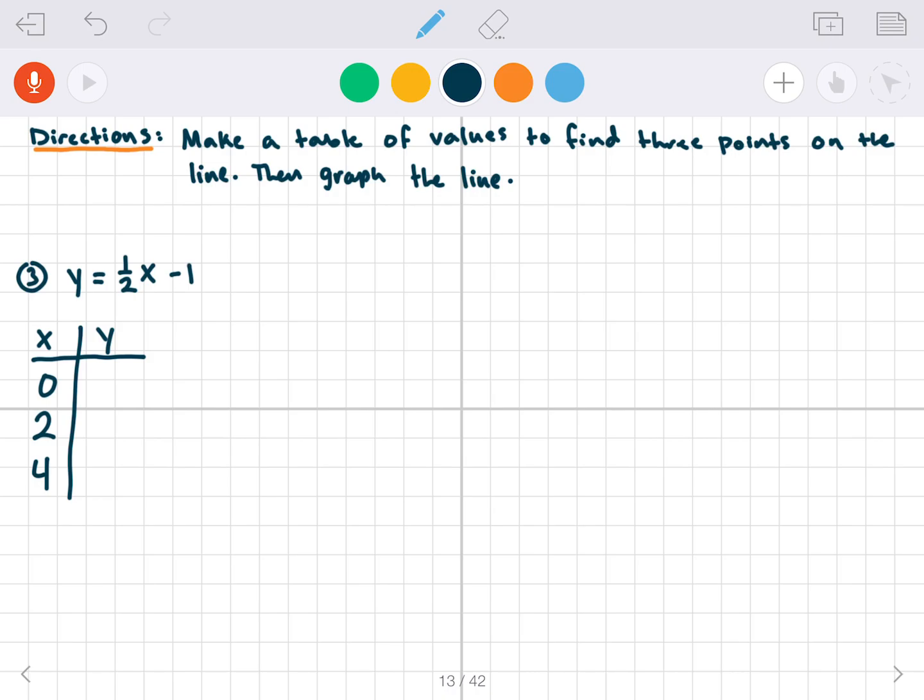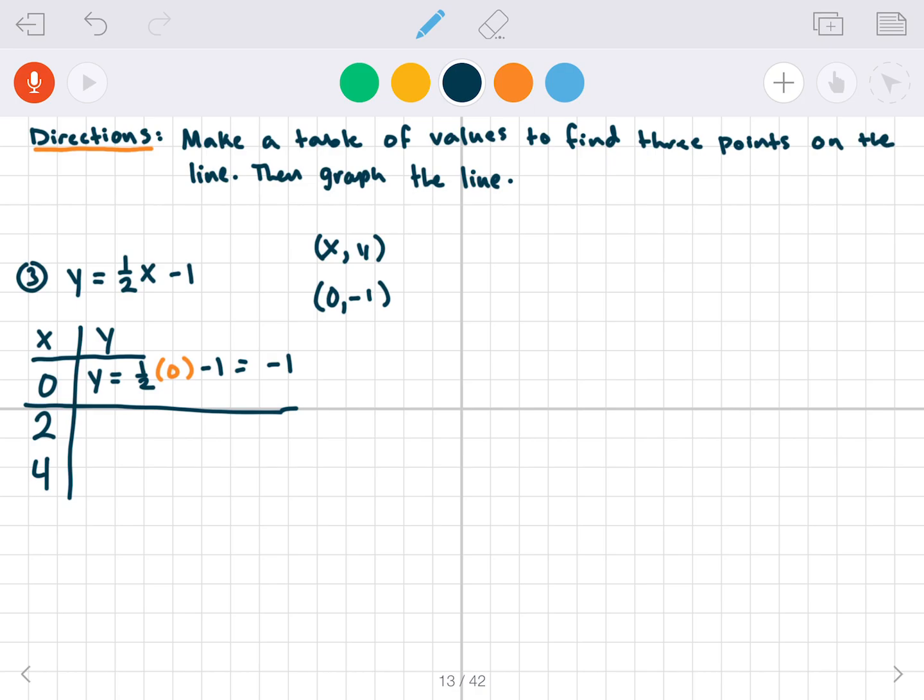So when x is 0, y is 1/2 times 0. I'm just plugging in 0 anywhere I see an x. And then 1/2 times 0 is 0. 0 minus 1 is minus 1. So an ordered pair here, an x comma y, is when x is 0. When I plugged it into the rule, I got y was -1.